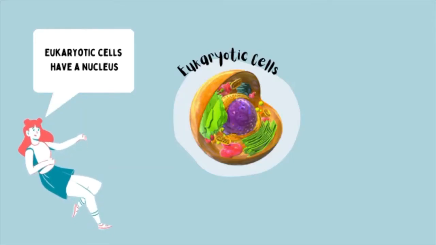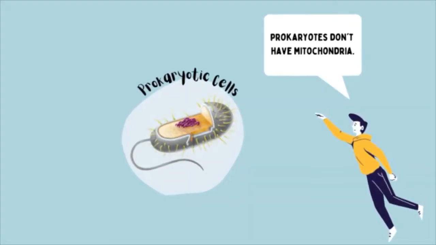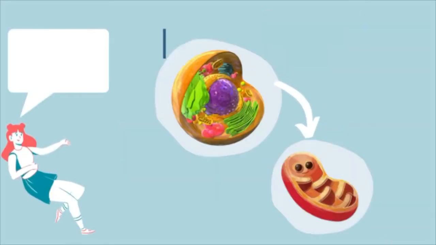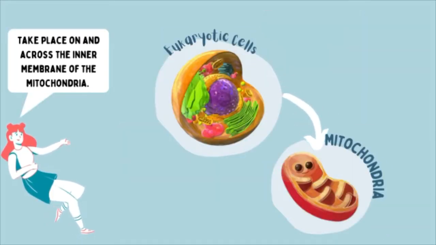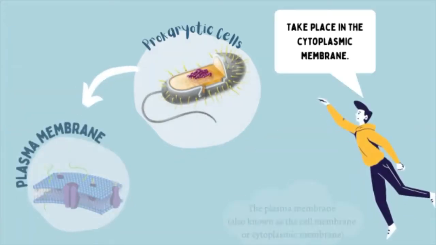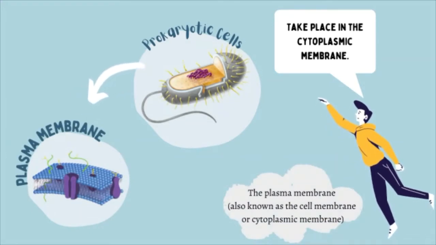Eukaryotic cells have a nucleus. Meanwhile, prokaryotes don't have mitochondria. The electron transport chain reaction takes place on and across the inner membrane of the mitochondria. ETC reactions in prokaryotes take place in the cytoplasmic membrane.